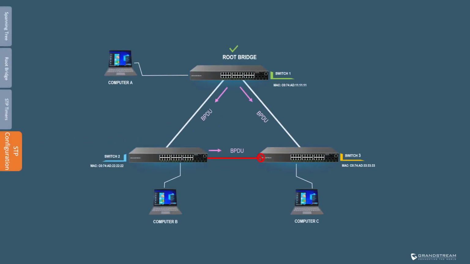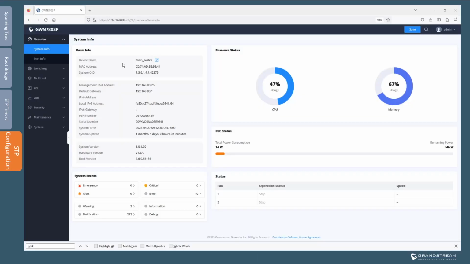Now we're going to log into the web interface of a GWN switch and demonstrate how to configure spanning tree protocol. So we will configure STP on 3 switches and add a redundant link. It is important that you always enable and configure STP before adding a redundant link. So first we're going to log into the switch that we're going to elect as the root bridge.